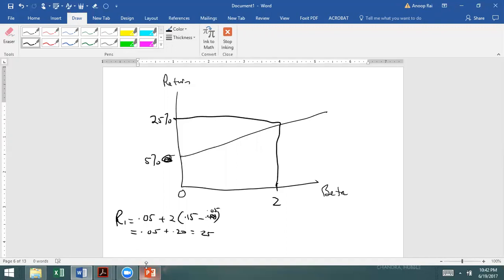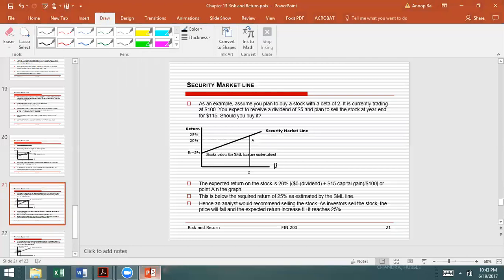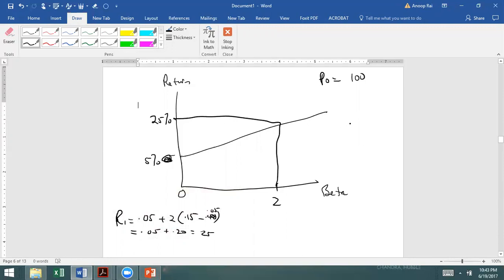Now let's see what information we have. The cost of the stock is currently P0, which is $100. It is expected to sell at $115 and pay a dividend of $5. So D1 is $5, and we can sell the stock at the end of the year at $115. Now recall how we measured the return. So this is the required return. This is what you should demand.